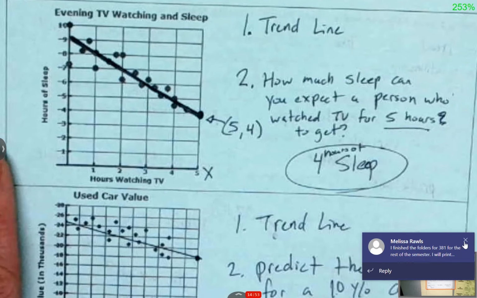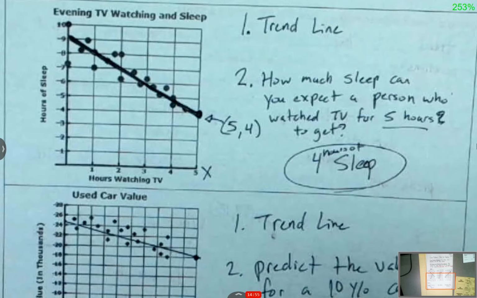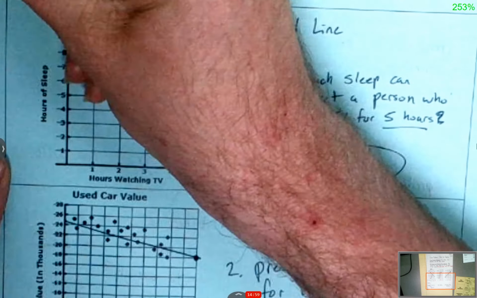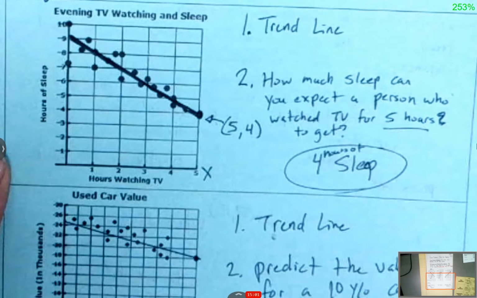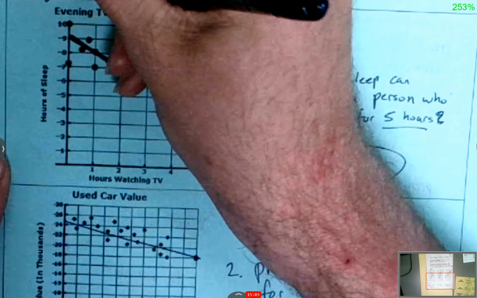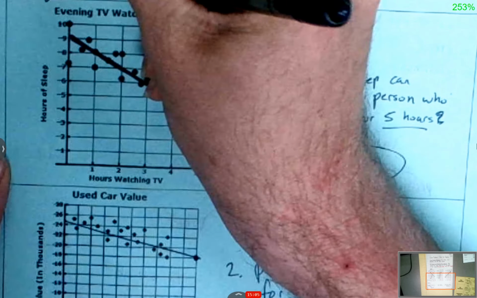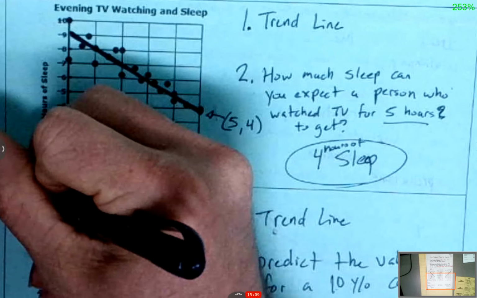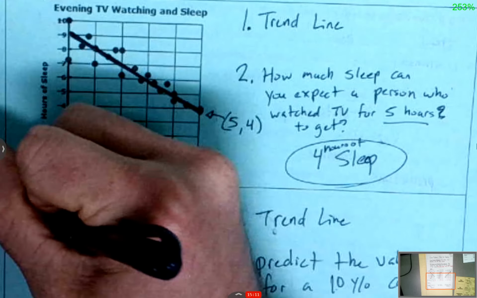Now looking at this next one. Linear, and negative. And again, linear and negative.